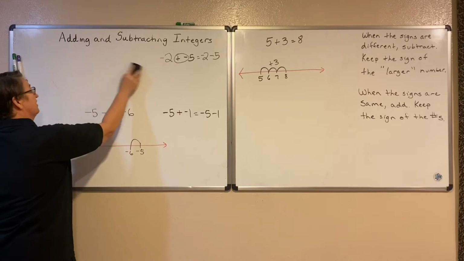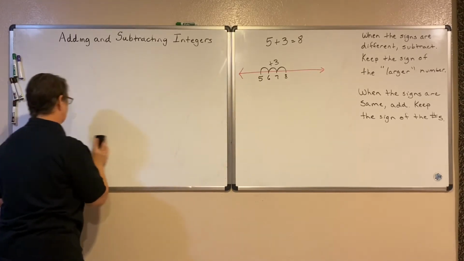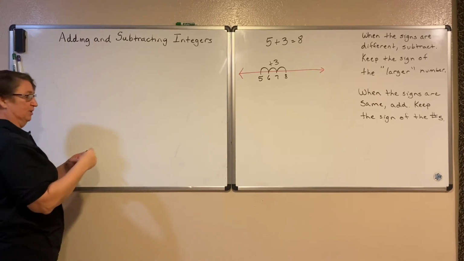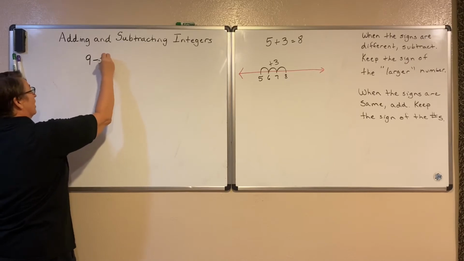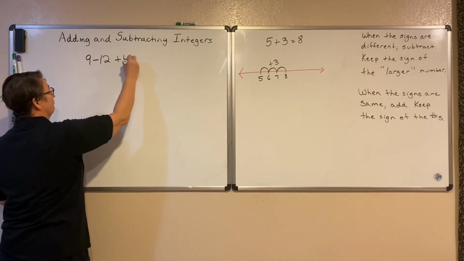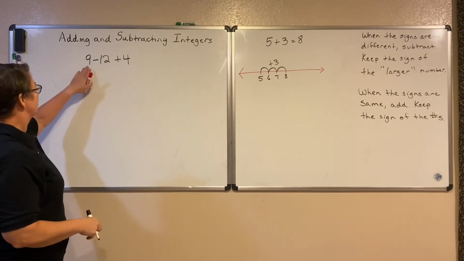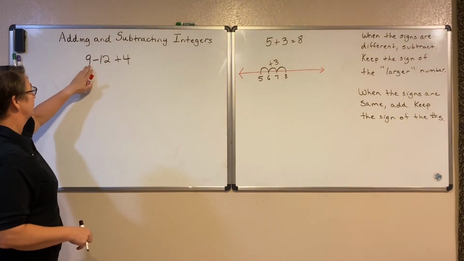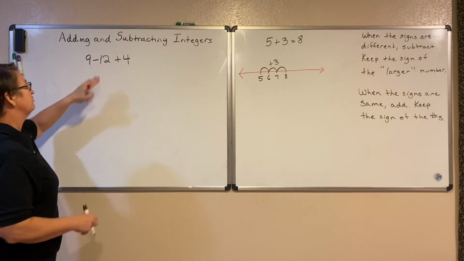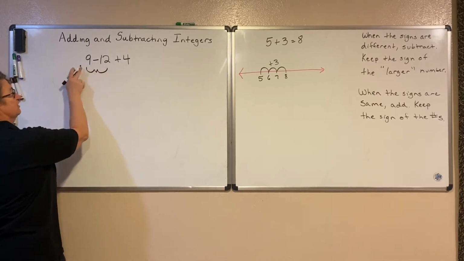So let's put that rule into practice instead of using the number line. Let's see if we can put the rule into practice to do a couple of examples. So here I have 9 minus 12 plus 4. I'm going to take this in pieces. I'm just going to do the first part first, 9 minus 12. So I'm just going to move from left to right. 9 minus 12. Well, when I look at those, the signs are different. This one's positive and that one's negative.